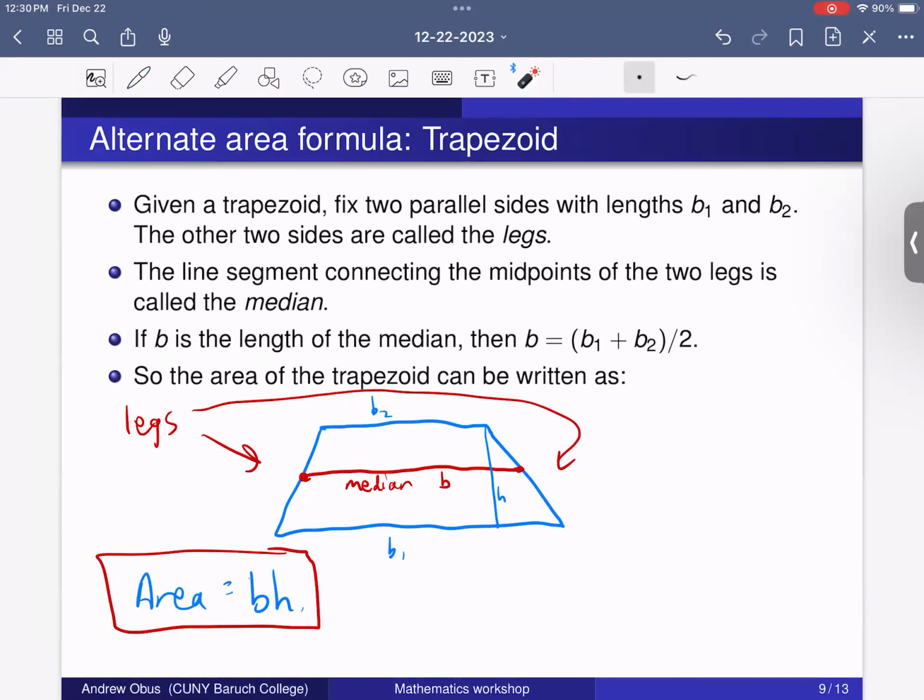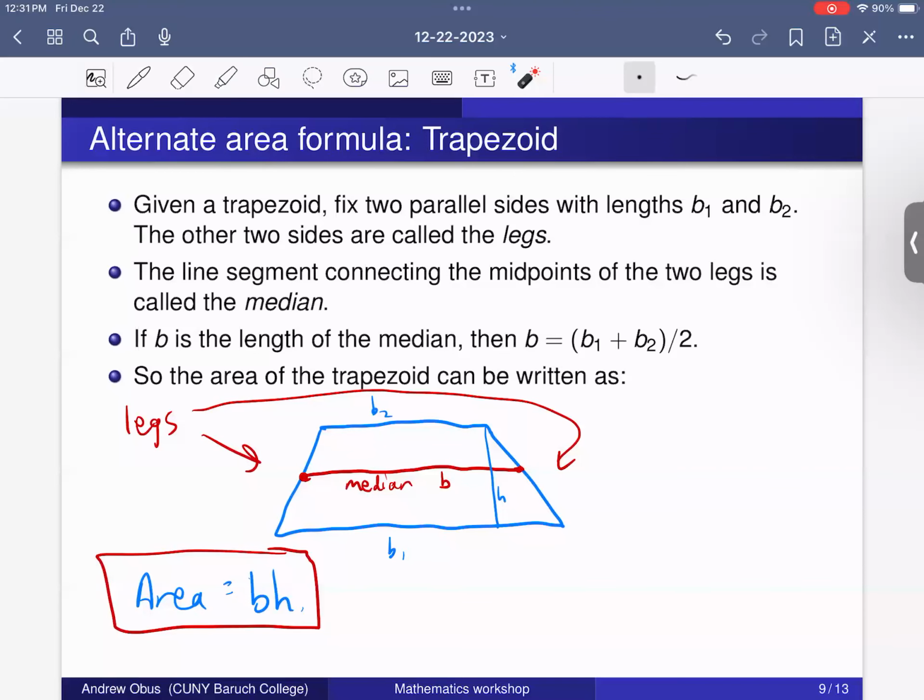Hello, Omer? Yes. In case b1 is given and b2 is given, are we going to add both of them to get the median? When you add both of them and divide by 2, you get the median. So you're taking the average of the two bases, and that's going to give you the median. I can prove that, but I'm not going to prove it now because we don't have time. But if you look at the picture, it seems reasonable that this length should be halfway between this length and this length. It's going to be the average of the two.